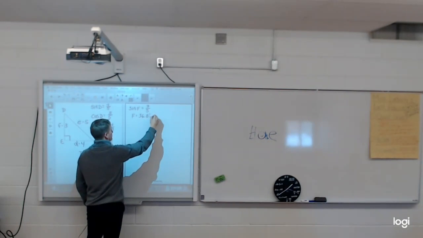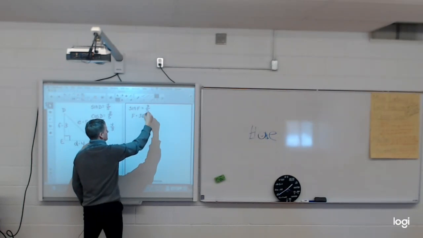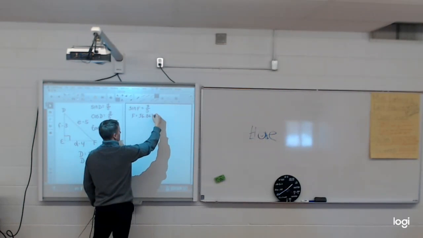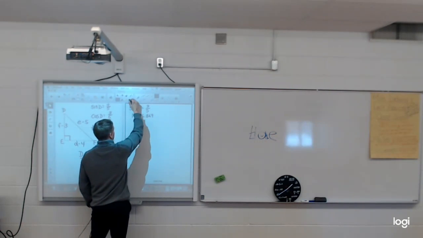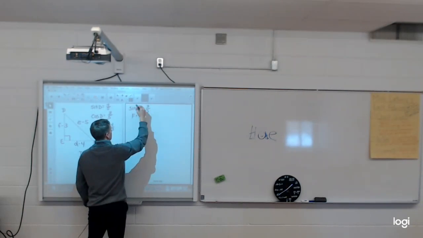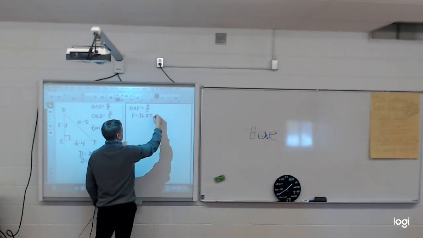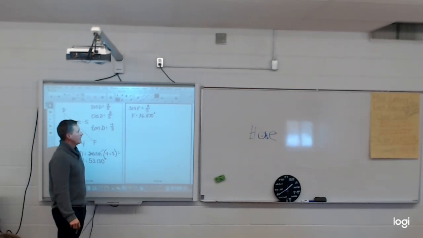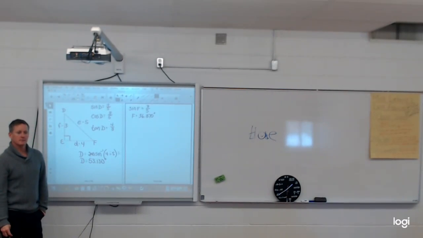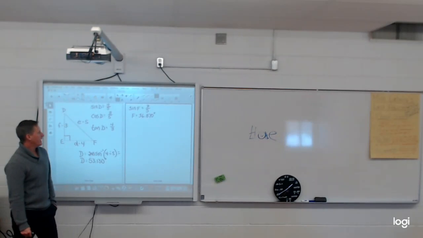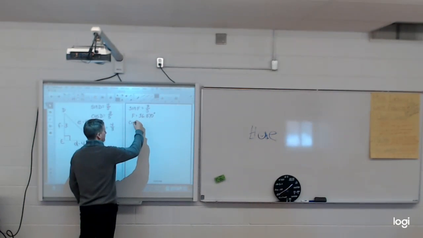It's irrational, so you'd round to 36.87. That's exactly what I said, 36.870. Is that what we thought it would be? Yeah. Okay, let's try this again.